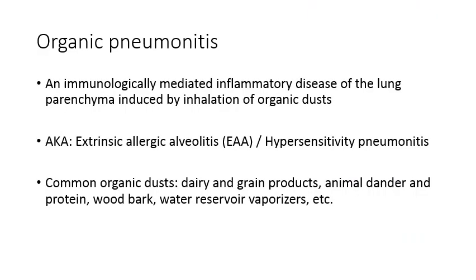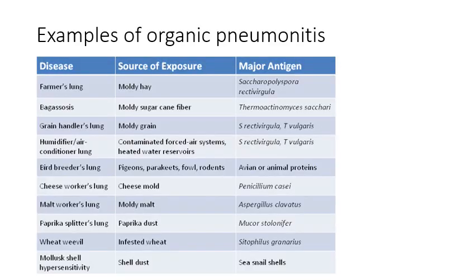In contrast to pneumoconiosis, organic pneumonitis is an immunologically mediated inflammatory disease of the lung parenchyma that is induced by inhalation of organic dusts that contain a variety of etiological agents. Organic pneumonitis is also known as extrinsic allergic alveolitis or hypersensitivity pneumonitis. Common organic dust includes dairy and grain products, animal dander and protein, wood bark, water reservoir vaporizers, cotton, mold, and so on.